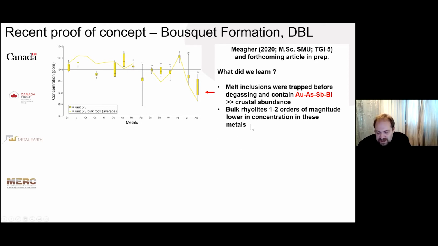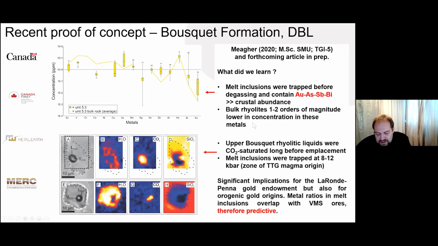And furthermore, Dan used laser Raman mapping to show that the melt inclusions in the Bousquet volcanics contain immiscible carbonic liquid phases. These were trapped long before emplacement, indicating that the melts were already saturated in volatiles in the deep crust at the level of TTG magma generation. And thus, at the stage of emplacement, some metals had already been lost through deeper devolatilization.